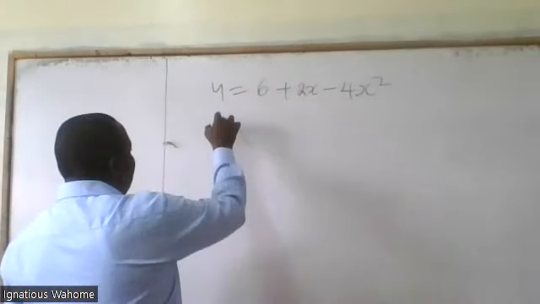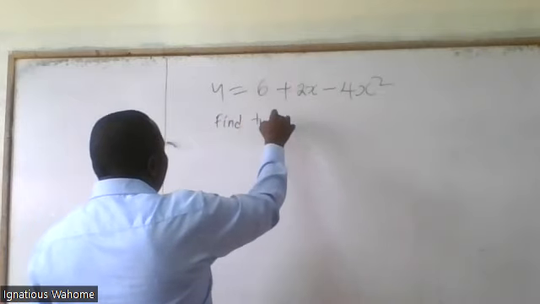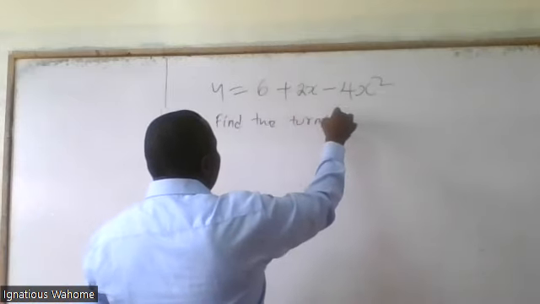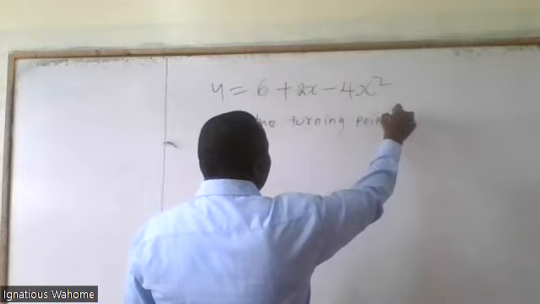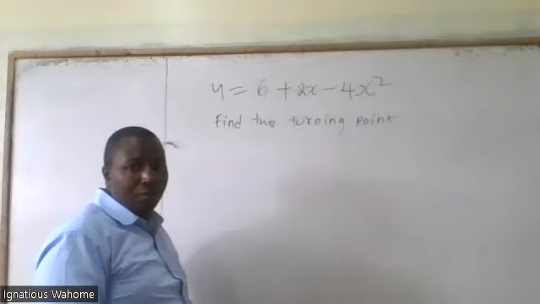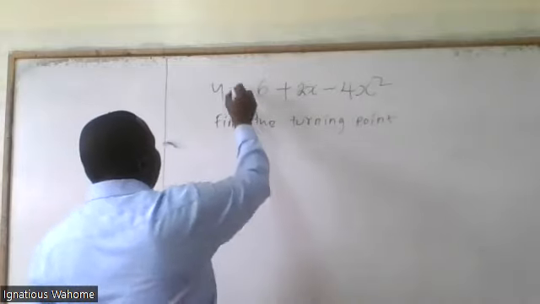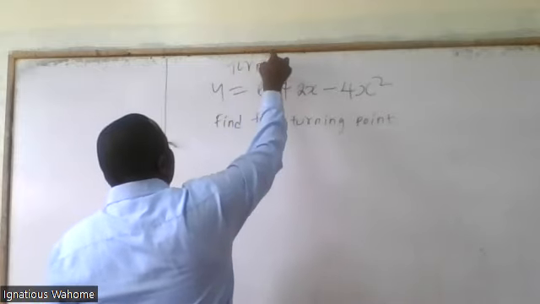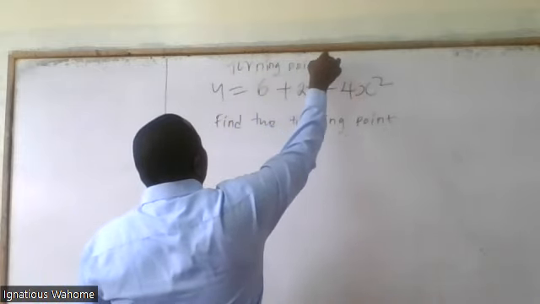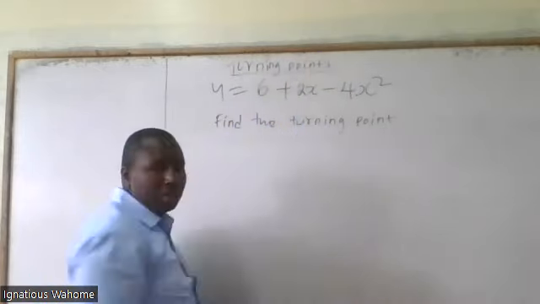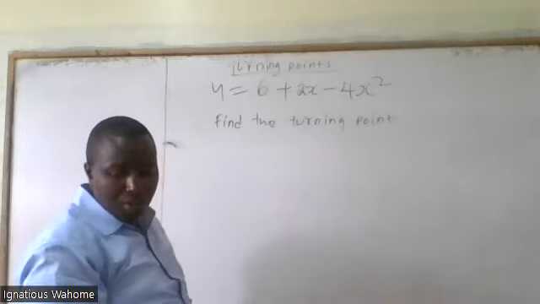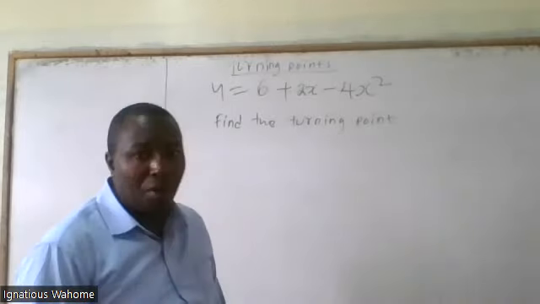Find the turning point on this curve. The turning points, we also call them the stationary points.